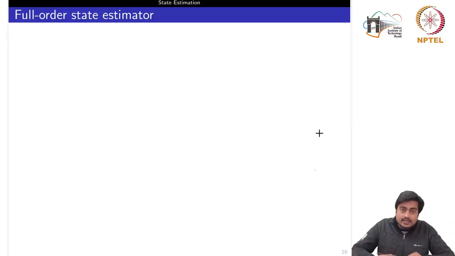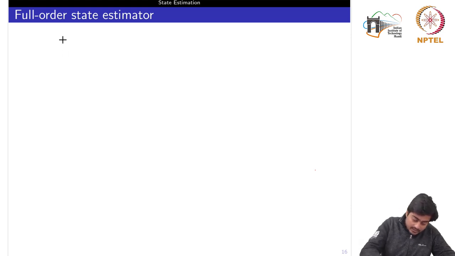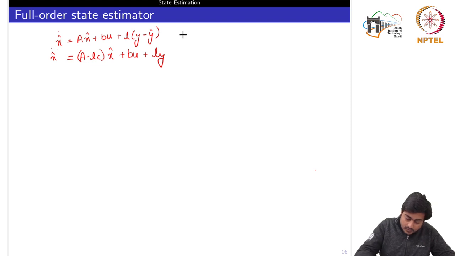Okay, so in the last lecture we had seen the two approaches for designing the observer. So the first observer we had seen is given by x hat dot is equal to A x hat. Then we added one term which signifies y minus y hat, right? And we also parameterize this into this form: A x hat plus B u plus L y. Okay. So this was one observer.